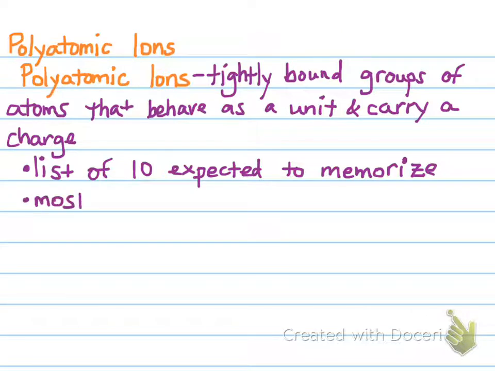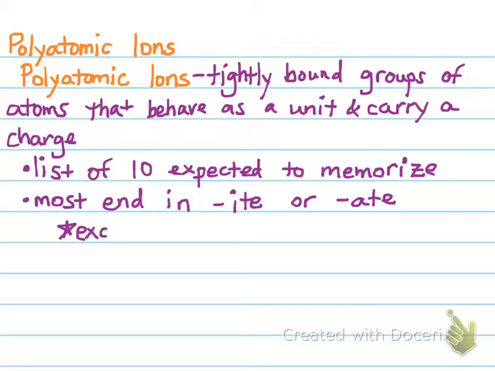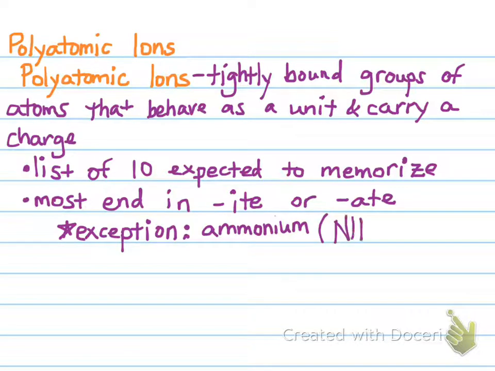Most of the polyatomic ions end in either -ite or -ate. There are a couple exceptions, and kind of 3 of them, and 2 of them are ones you have memorized. One of the exceptions is ammonium, which you have memorized. Ammonium is NH4 with a +1 charge. It's the only positively charged one I asked you to memorize.